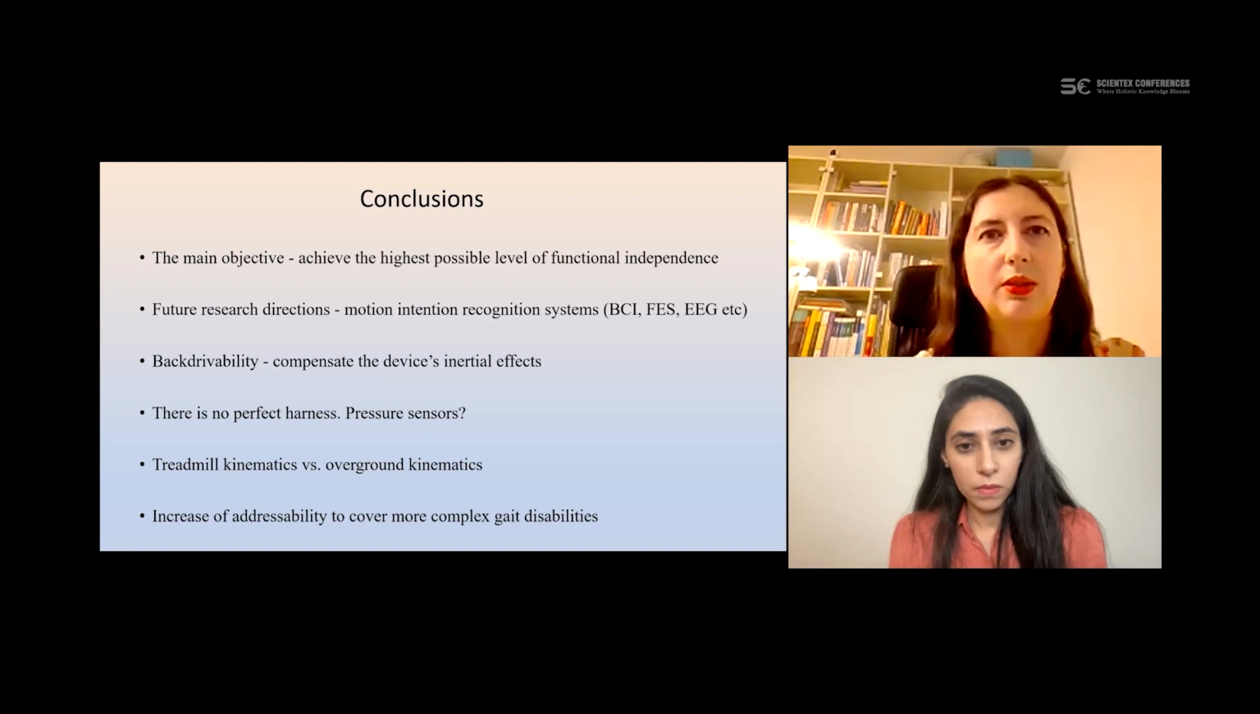Future research is needed to conclude whether treadmill kinematics are different from overground kinematics, and future objectives should include the increase of the addressability of these gait rehabilitation systems in order to cover more complex gait disabilities generated by diverse pathologies. This can be achieved by giving up the mobile base of overground systems and coming up with a better mechanical solution that can enable the patient to train in more complex environments, such as different ground textures and stairs.